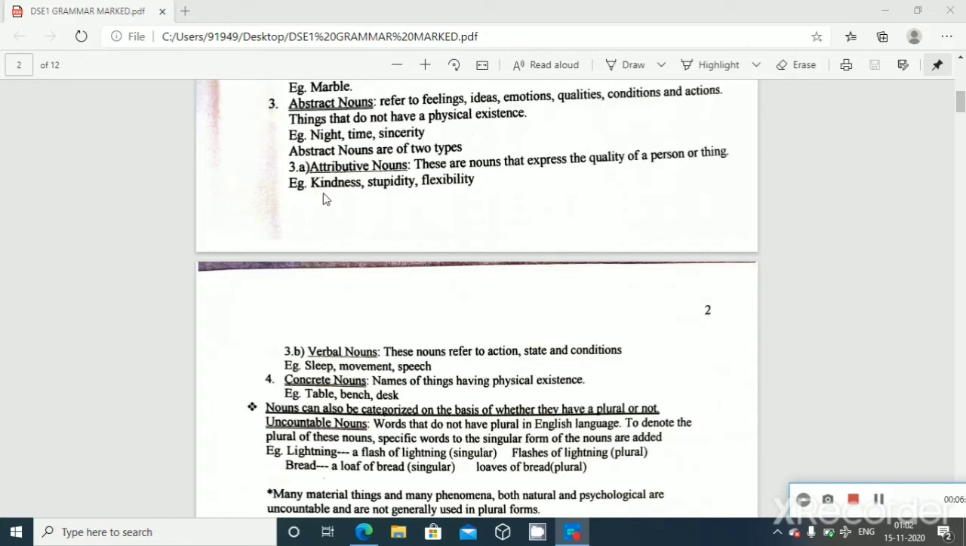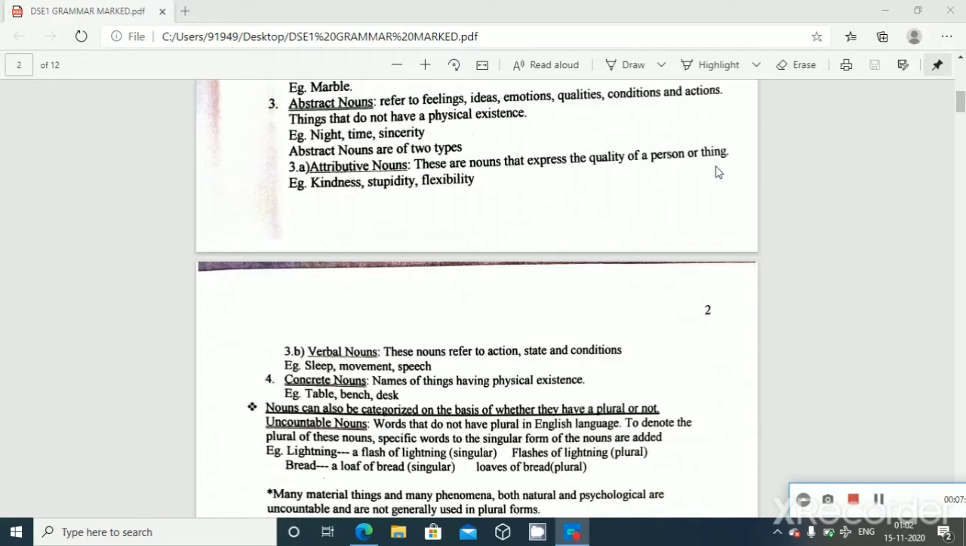Let us take an example of attributive. Kindness you attribute to a person. You tell that it's kindness in the person. In a person, you attribute this quality. Stupidity also. If not very positive, you talk about stupidity. Again, a quality you attribute. Flexibility of a thing or a person, even you can talk about flexibility. A rubber band you take and you can say that it's very flexible, so its flexibility is its quality. Of course, it is a noun, but you cannot touch that.